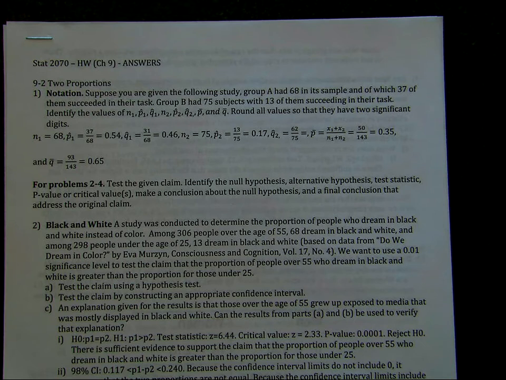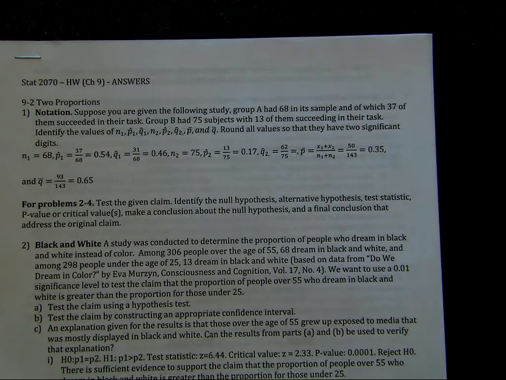Chapter 9 we're doing two proportions, doing two means. So in other words, we're doing two sample testing. In the previous, we just did one sample testing and comparing it to what we claimed things were. And now we'll be comparing two different samples. So in this one, we have two proportions.